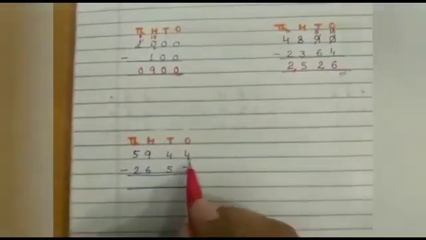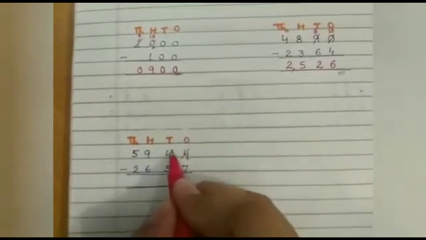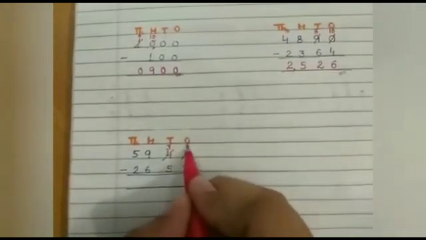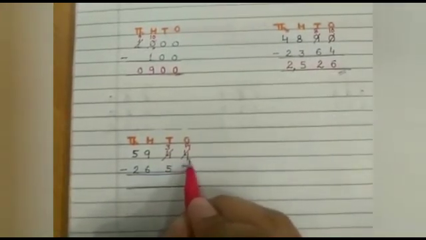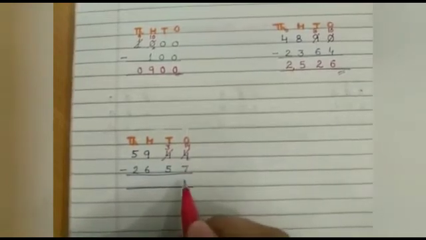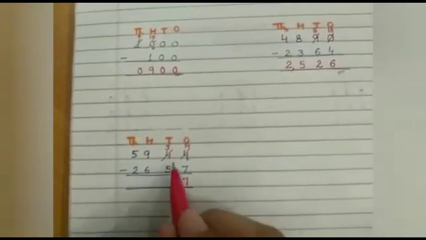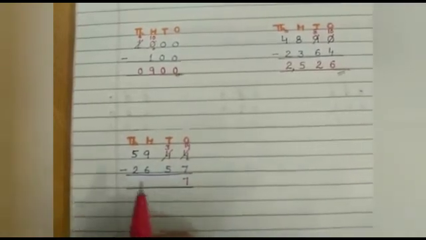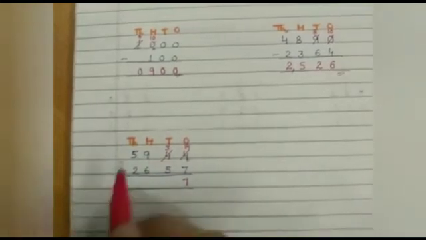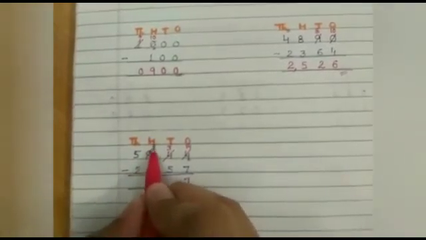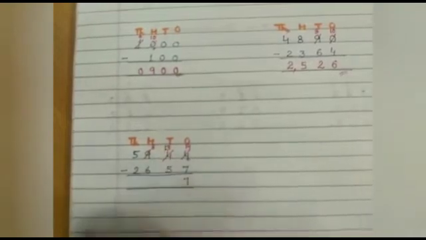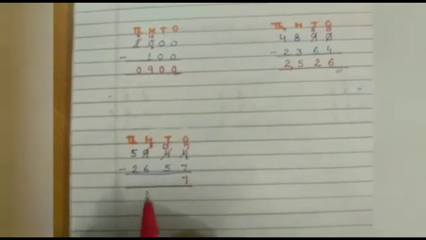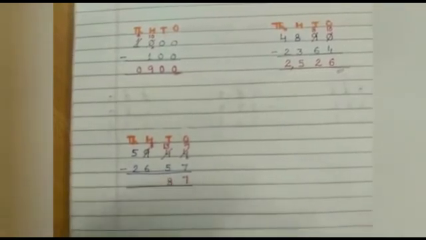Here also 4 is smaller. So what will we do? We will borrow tens from that. So it will change into 3 and it will take 10 tens, so it will change into 14. 14 minus 7 is 7. Now here 3 is smaller than 5, so we cannot subtract. So what will we do? We will borrow from the hundreds. If we borrow from the hundreds, it will change into 8 and it will change into 13. Now 13 minus 5 is 8.